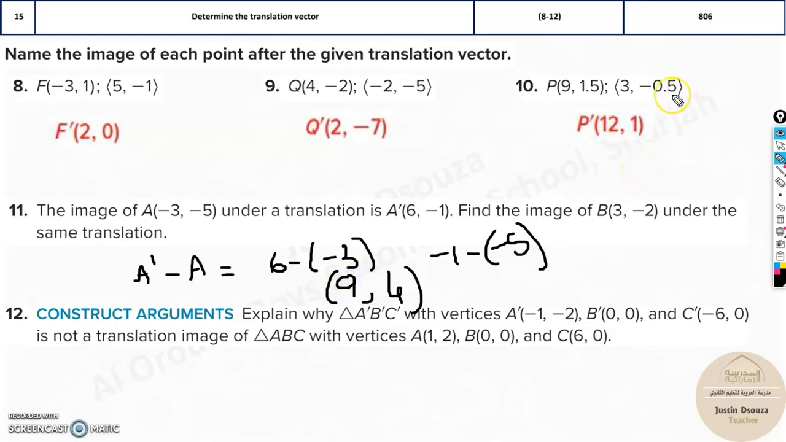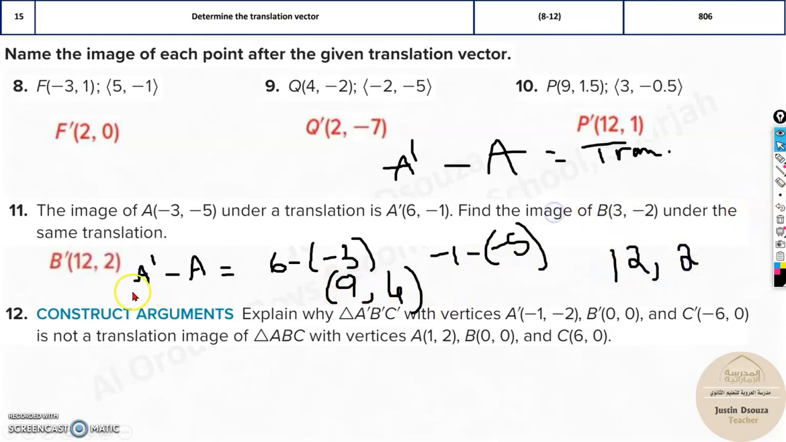The answer is not over. You need to add the translation vector over here. What did I do? I just found the translation vector, because the translation vector is always added to the original point, right? And then we get B dash. Now to find the translation vector, subtract the original point from the translated point. Once you get the translation vector 9 comma 4, add it over here, it'll be 12 comma 2. That is the answer. So this is how we do it.